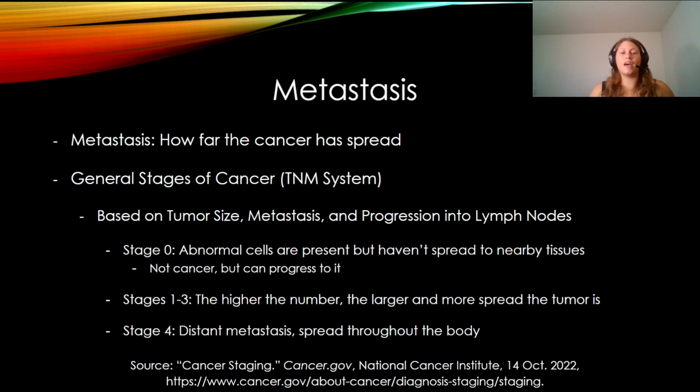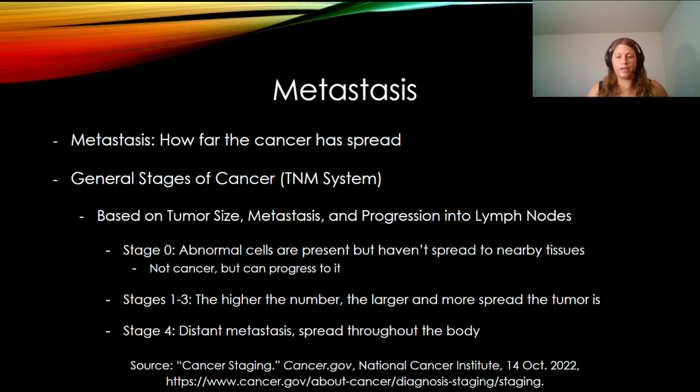Now, with this TNM system, there are several stages. First, you have stage 0, and it's important to note stage 0 is actually not cancer, but it can progress to it. Stage 0 is when you have abnormal cells present. By abnormal, I mean having some of those various hallmarks that we just discussed, but those cells haven't spread into any nearby tissues, so it hasn't even gotten to the general tissue yet. It's mostly at the cellular level.